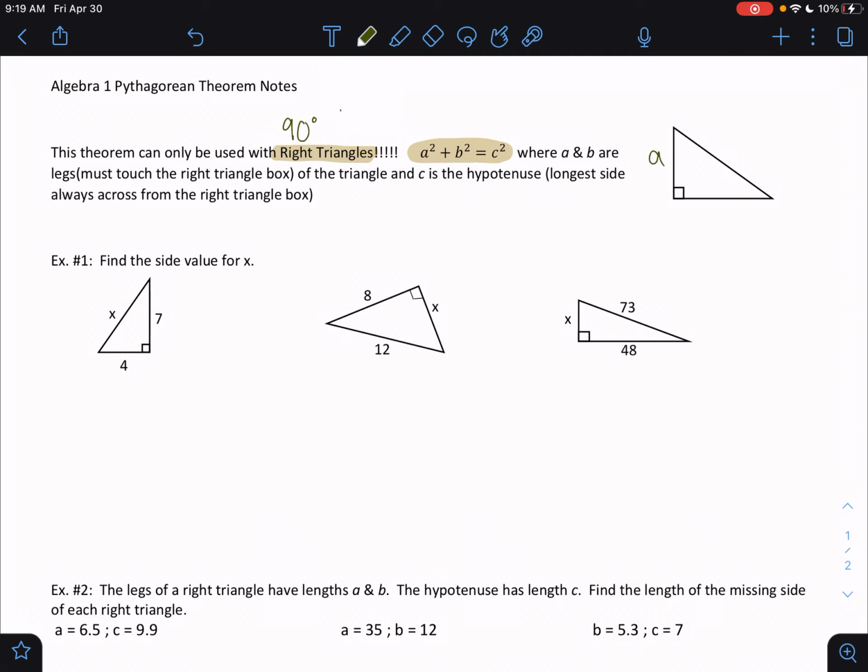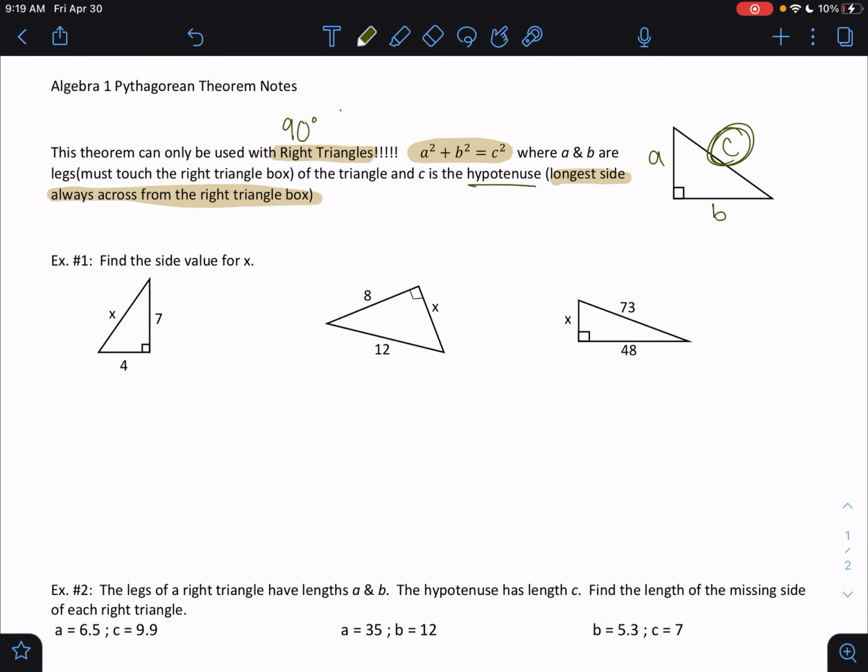So a and b can be used interchangeably as the legs, but c always has to be the hypotenuse. The hypotenuse is just the name for the longest side of the triangle, and it's always across from the right triangle box. If we take a line and go from this box to that side, that is always going to be c, and that's most important to remember for this.